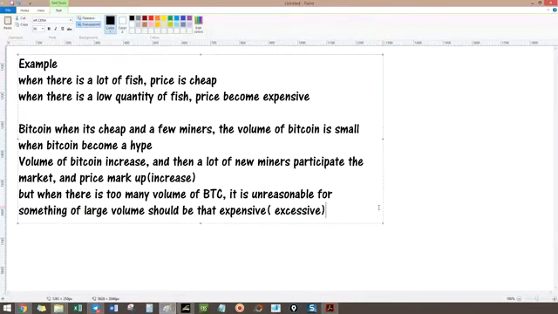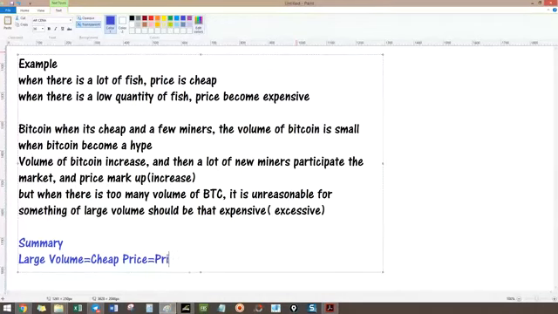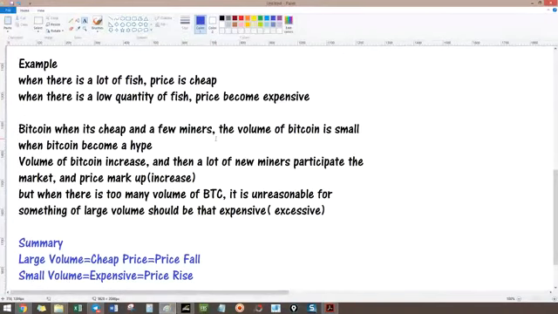Okay, so in summary, we write this in blue. Summary: large volume equals cheap price equals price fall. And then small volume equals expensive equals price rise. Okay, this is a very important theory here.